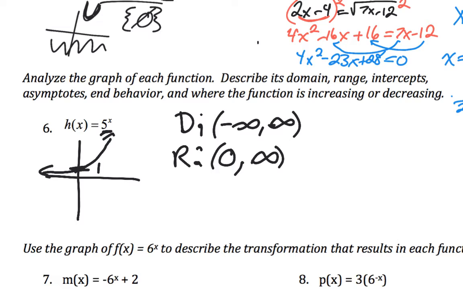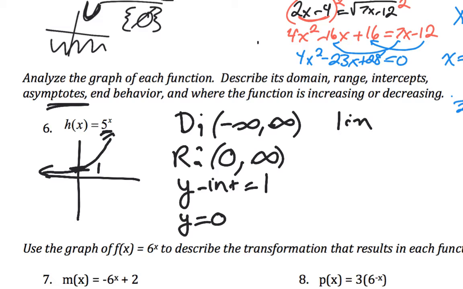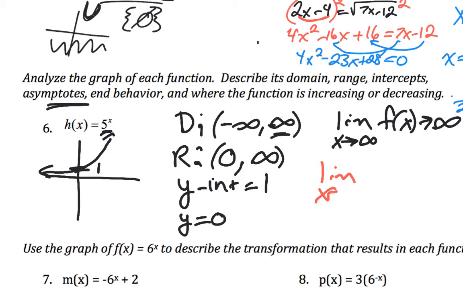Your intercepts, there's no x-intercept because of the asymptote, but there is a y-intercept. And your y-intercept is at 1. The asymptote, well, that's going to be at y equals 0 because it's the x-axis. Our end behavior, the limit as x goes to positive infinity, f of x is going to positive infinity. The limit as x goes to negative infinity, f of x goes to negative infinity.